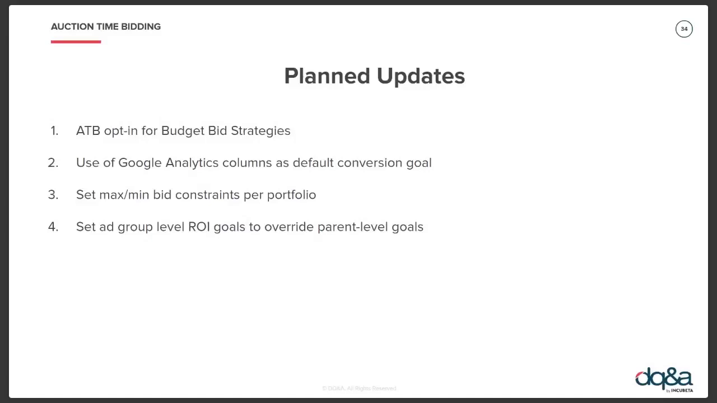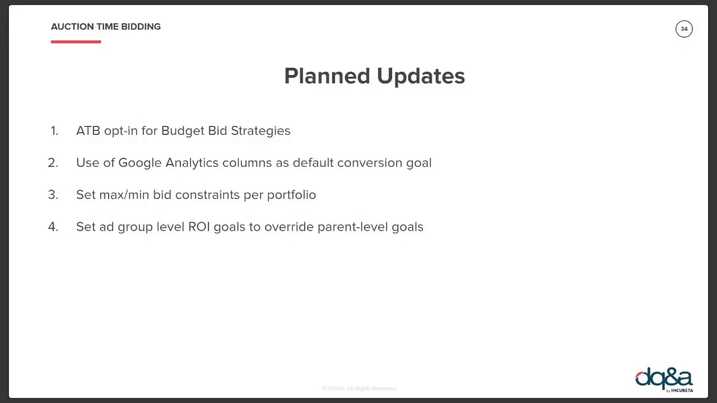Cool. So, some of the planned updates we've already alluded to as we've gone through these slides, but just to run through those and recap. There is soon going to be the potential to opt in to auction time bidding through budget bid strategies. And naturally then that is your primary goal, to spend the budget, but with that, your secondary goal is also still achievable, and that's then your tROAS and tCPA as well. Use of Google Analytics columns we've mentioned, and we'll soon see these as an opt-in for default conversion goal and also for the bid strategy conversion goal.